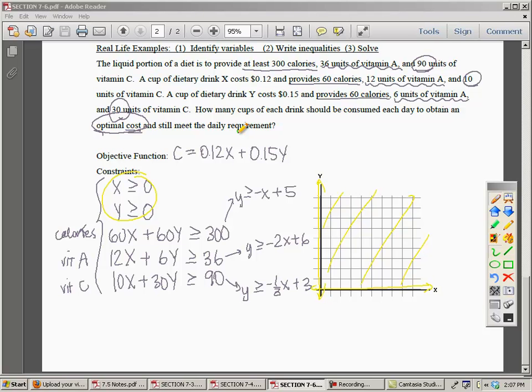For calories, we got to go up to 5. 1, 2, 3, 4, 5. And my slope is negative 1. So I've got this line here. If I check 0, is 0 greater than or equal to 5? The answer is no. So we go away from the green line.